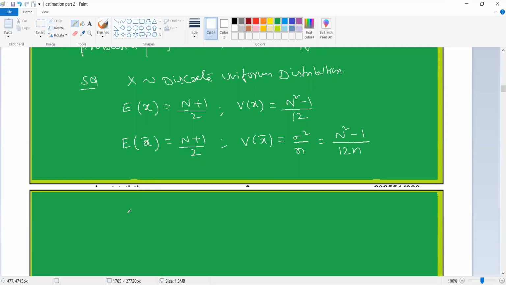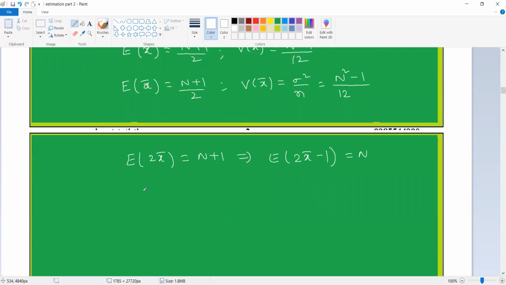Now here, before taking the limit of expectation of X bar, first of all, we have to get an unbiased estimator here. By cross multiplication, 2 X bar is equal to n plus 1, which implies expectation of (2 X bar minus 1) is equal to n.